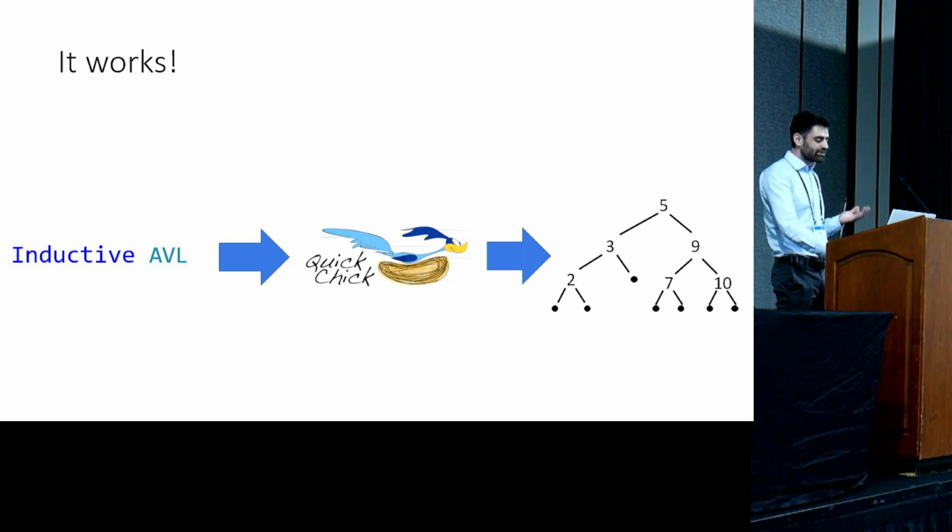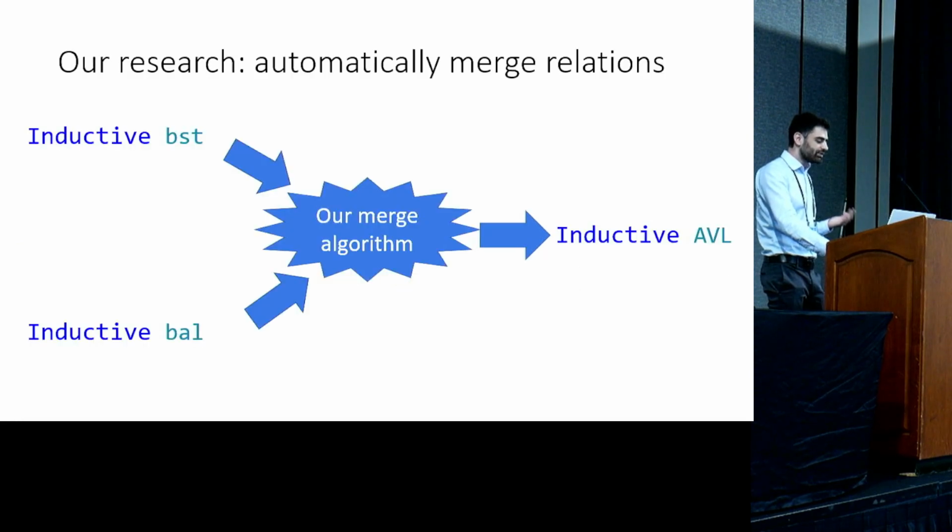So inductive relations give a convenient way to encode properties of your data, but a problem that they have is that they're not very easily composable. Right? It's a lot of work to have to take every combination of properties and write a new inductive relation. So to solve that, for our research, we made an algorithm which will automatically merge inductive relations.